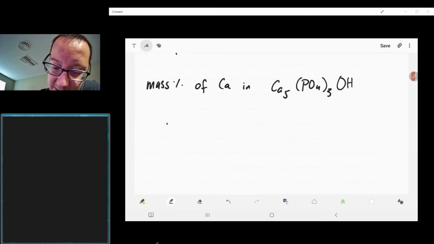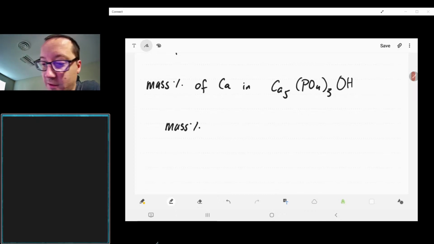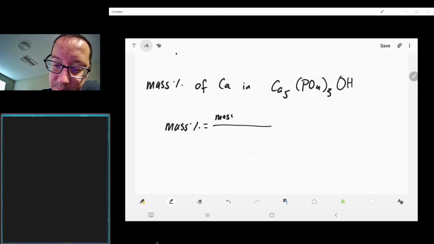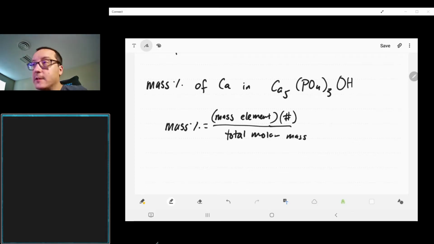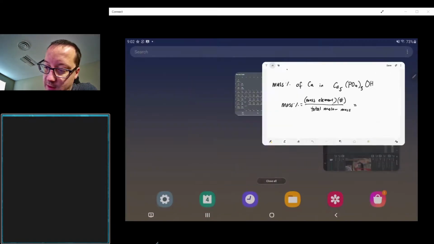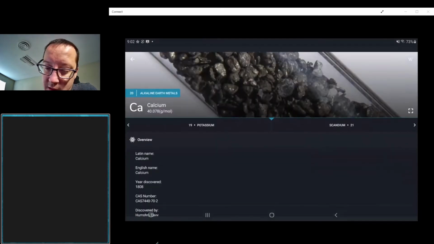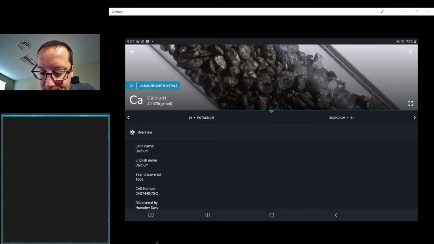So remember, the mass percent of an element in a compound is going to be related to the mass of that element times the number of that element, how many there are in that particular molecule, over the total molar mass. We're going to have to use our periodic table here. So let's find the atomic mass of calcium. Here it is, it's 40.08, we'll say.